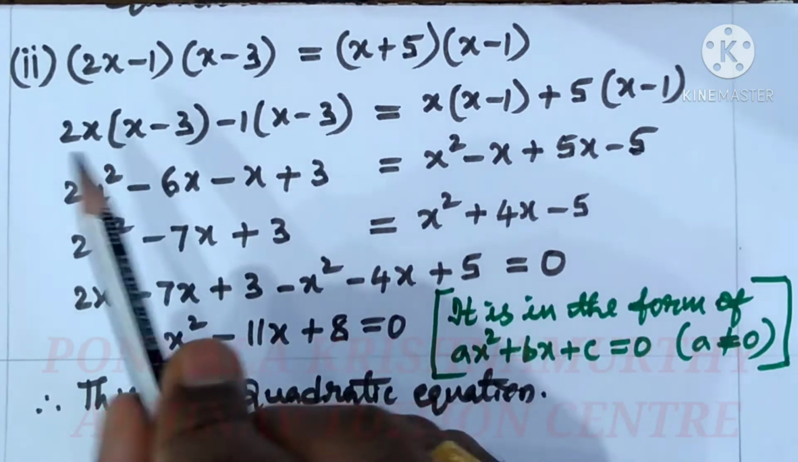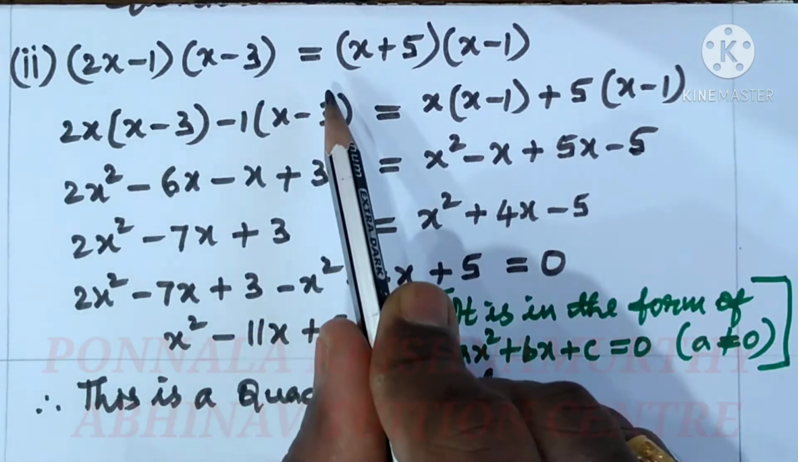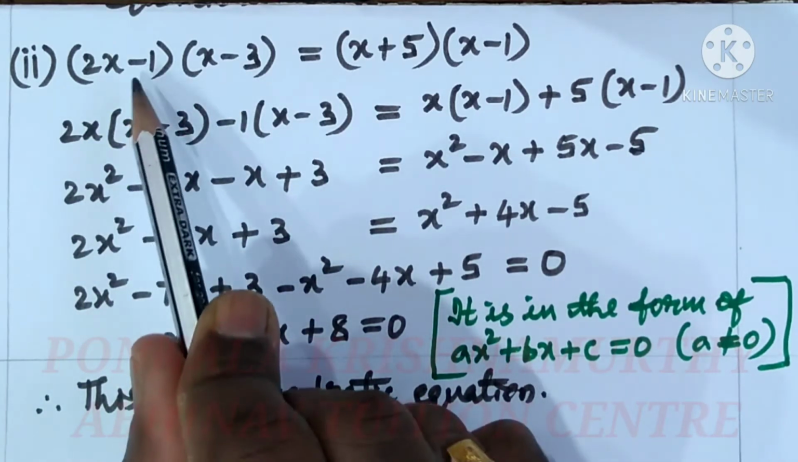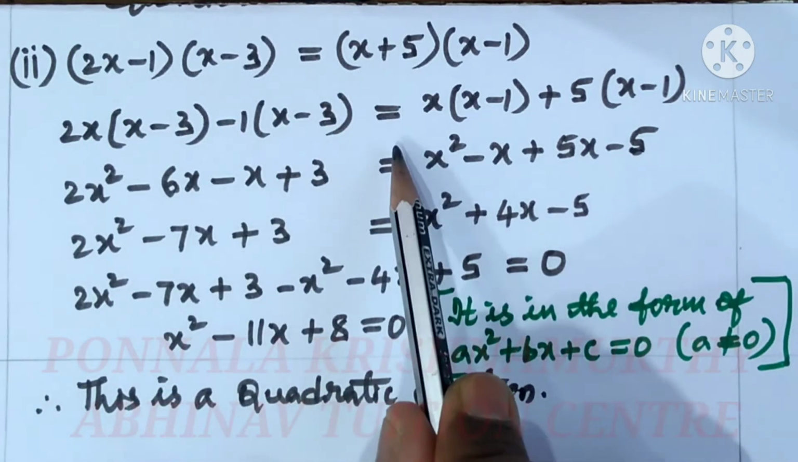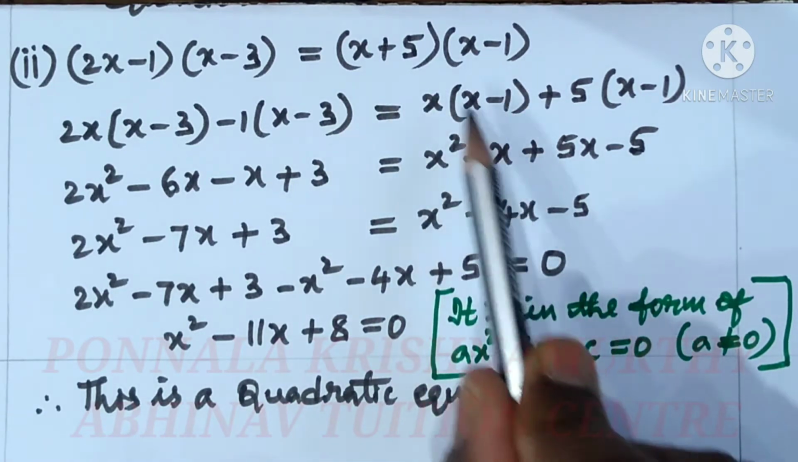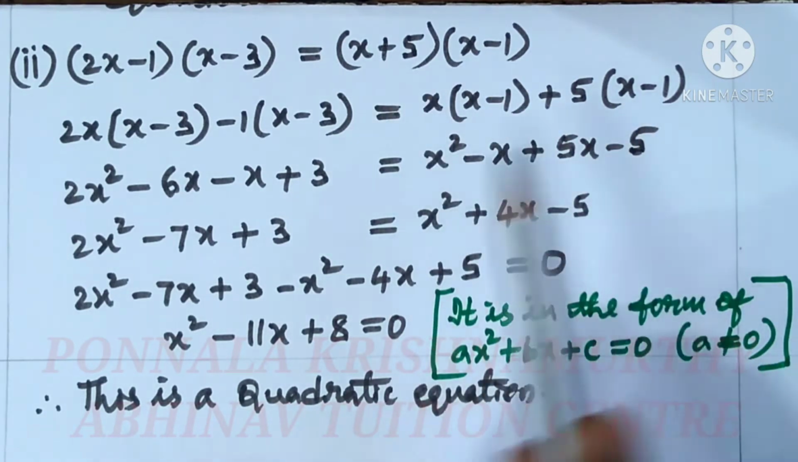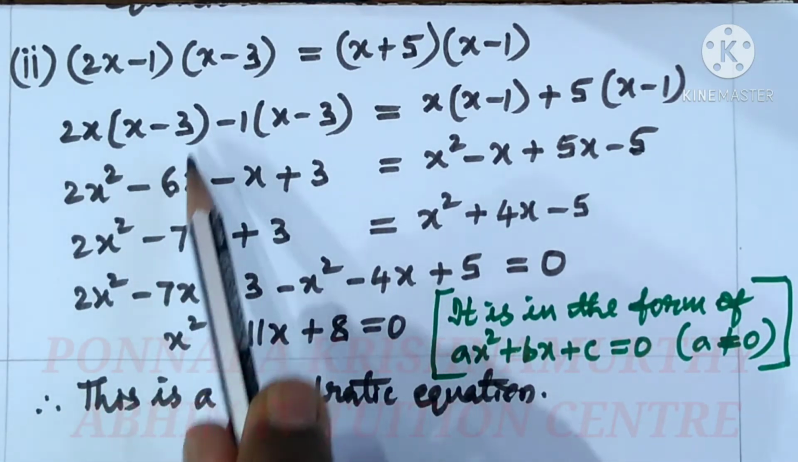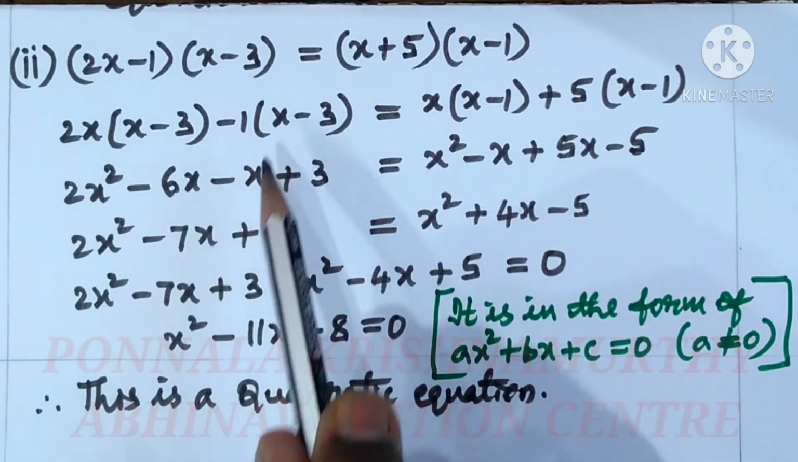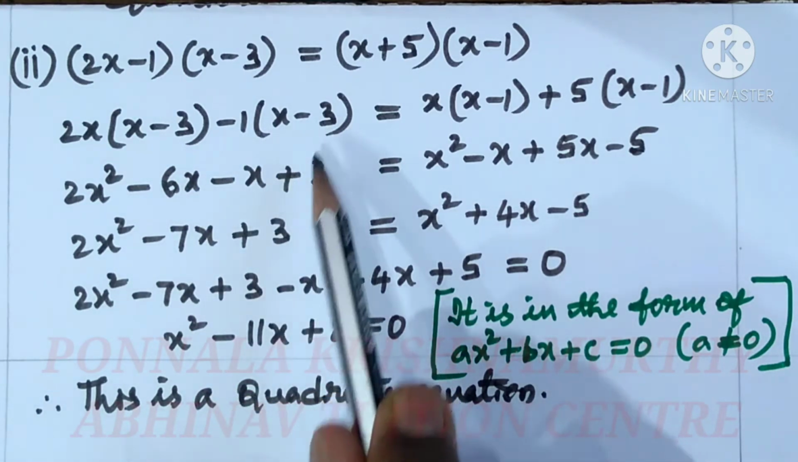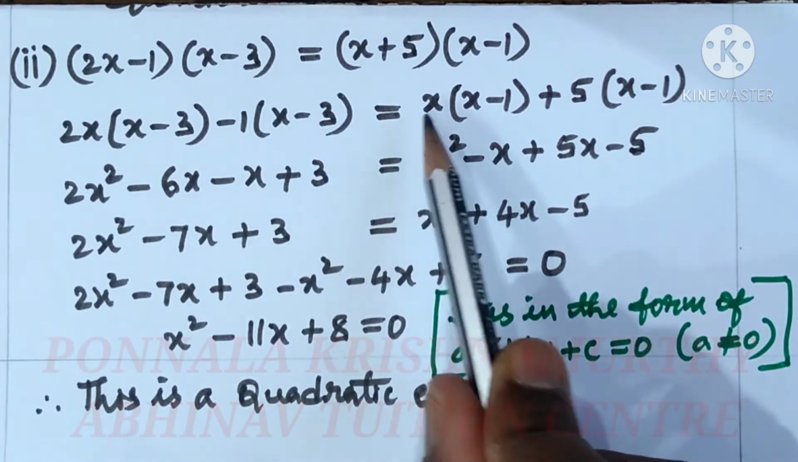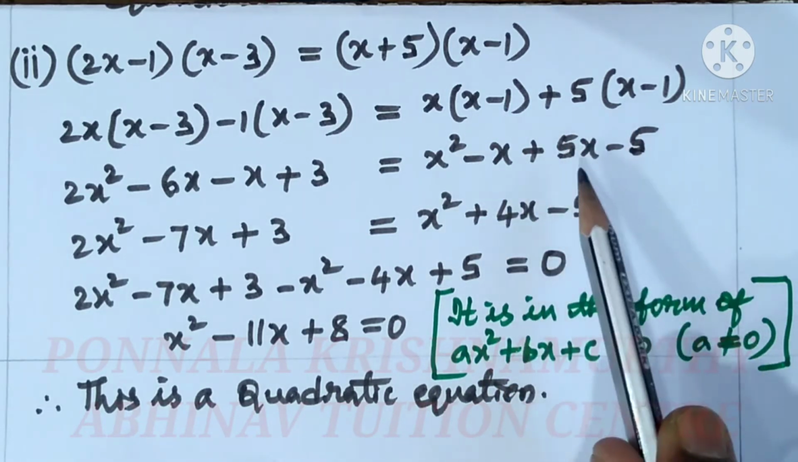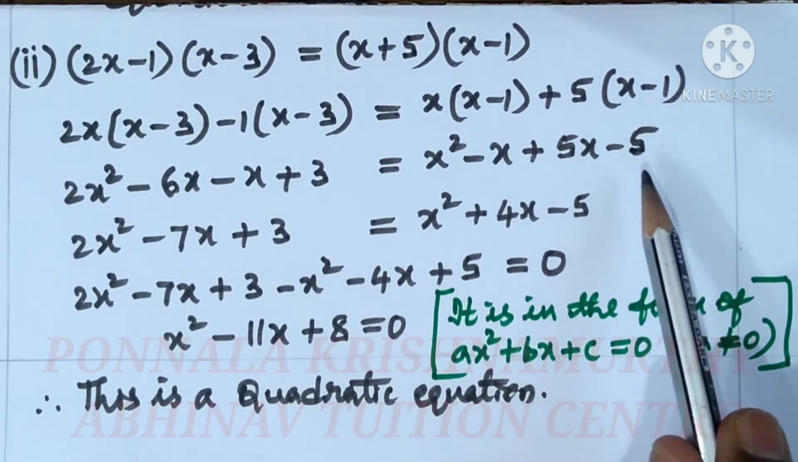Here we have one more sum. (2x minus 1) into (x minus 3) is equal to (x plus 5) into (x minus 1). 2x into (x minus 3) minus 1 into (x minus 3) is equal to x into (x minus 1) plus 5 into (x minus 1). Now 2x into x, 2x square, plus into minus minus, 2 3 is 6, 6x, minus 1 into x, minus x, minus 1 into minus 3, plus 3. That is equal to x into x, x square, x into minus 1, minus x, plus 5 into x, 5x, plus 5 into minus 1 is minus 5.